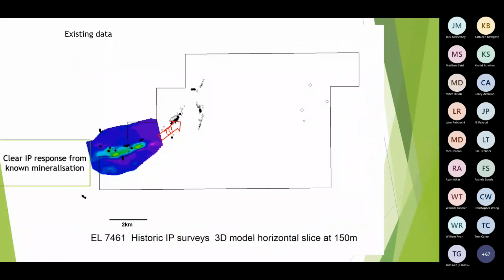There is some old IP which shows that the known mineralisation is actually highly chargeable. So good IP response. It doesn't cover this area of anomalies, of old workings.